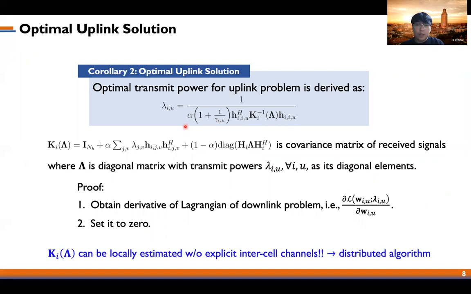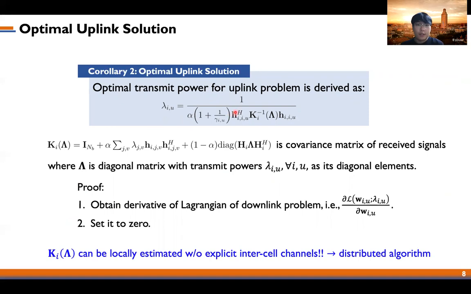Inspired by strong duality, we obtain the optimal downlink solution, as you can see in the box. These are obtained by setting the derivative of Lagrangian to 0. Here, you can follow this proof.